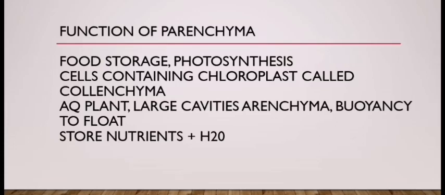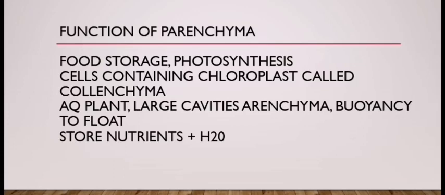Let's start with the function of parenchyma. The primary function of parenchyma tissues is the storage of food and photosynthesis, and the cells which contain chloroplast will be called chlorenchyma. There is a mistake here. It is not collenchyma, it is chlorenchyma. Chloroplasts are very much essential. It is a cell organelle which will help in photosynthesis.